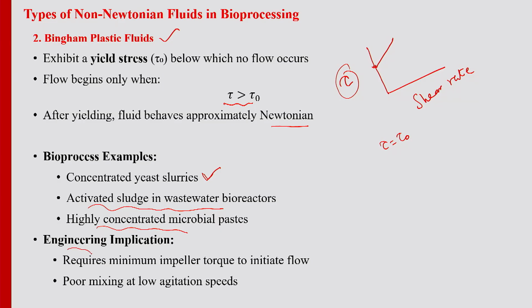What engineering implication do we need here? It requires a minimum impeller torque to initiate the flow, otherwise we cannot start the flow. I will explain in a forthcoming slide how much minimum torque we have to give. Another is poor mixing at low agitation speed. Whenever the agitation speed is very low there is no mixing, and mixing is definitely a big issue. All this comes under Bingham plastics.